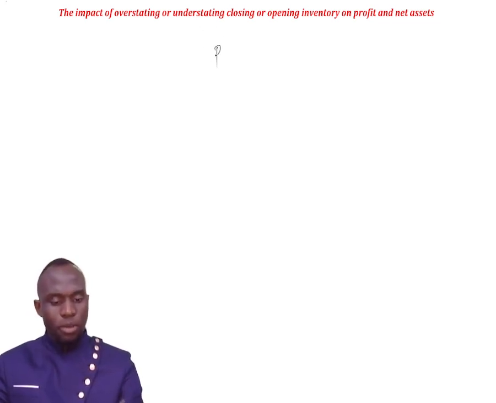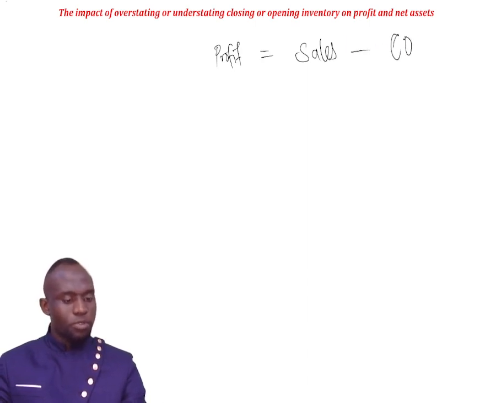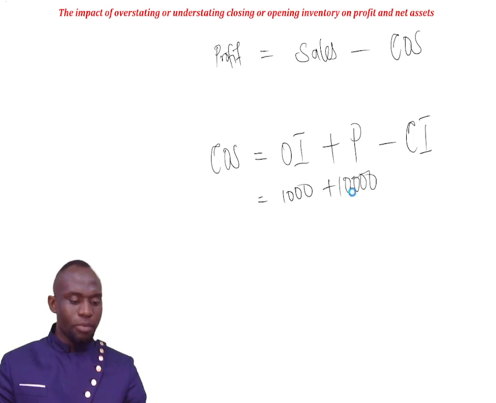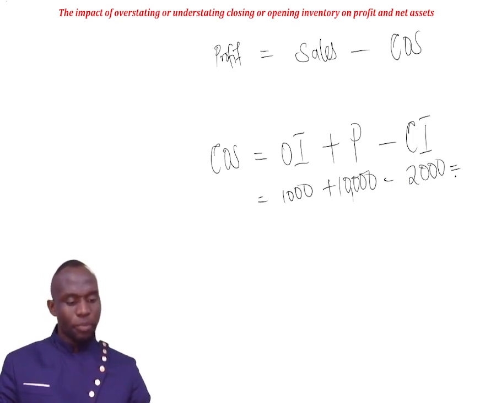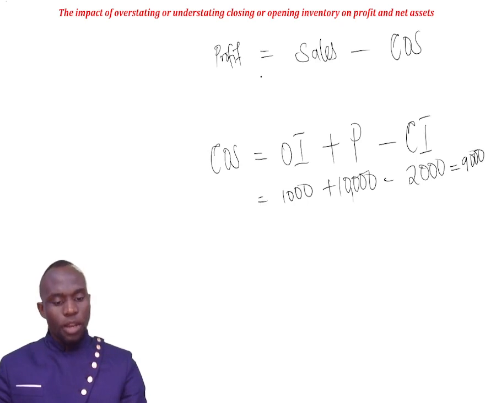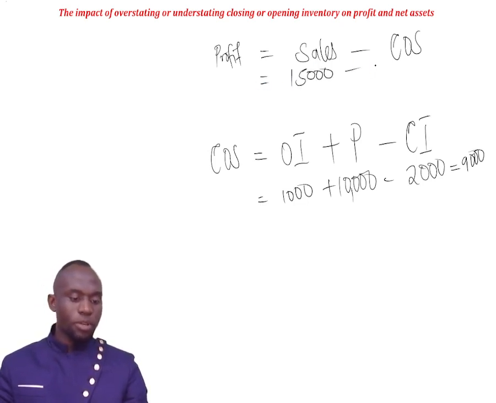How do we calculate profit? Profit is always calculated as the sales revenue minus the cost of sales. And how do we calculate cost of sales? Cost of sales is opening inventory plus purchases minus closing inventory. So I'm giving you figures as an illustration, assuming opening inventory is 1,000 plus purchases 10,000 minus closing, which is 2,000. So when we work out, our cost of sales would be 9,000. Then assuming the sales were 15,000, when we subtract cost of sales of 9,000, we get a profit of 6,000.